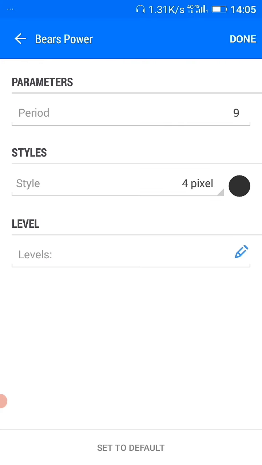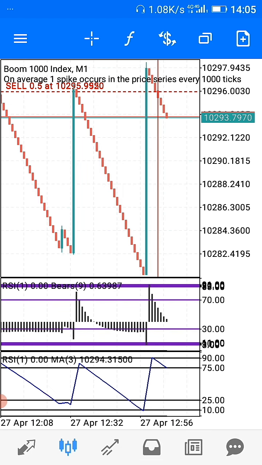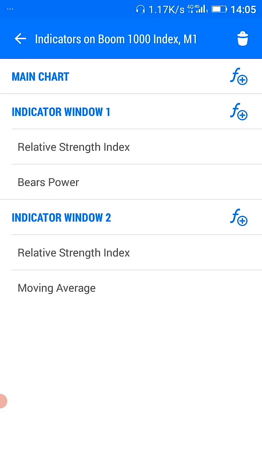The second indicator we have there is the bears power. These are the parameters: period is 9, style is 4 pixel, and the color is black. Please make it this color, but if your background is black, you can choose any other color of your choice, then you click done. Now we have 2 candlesticks to go, and let's continue with the setup.